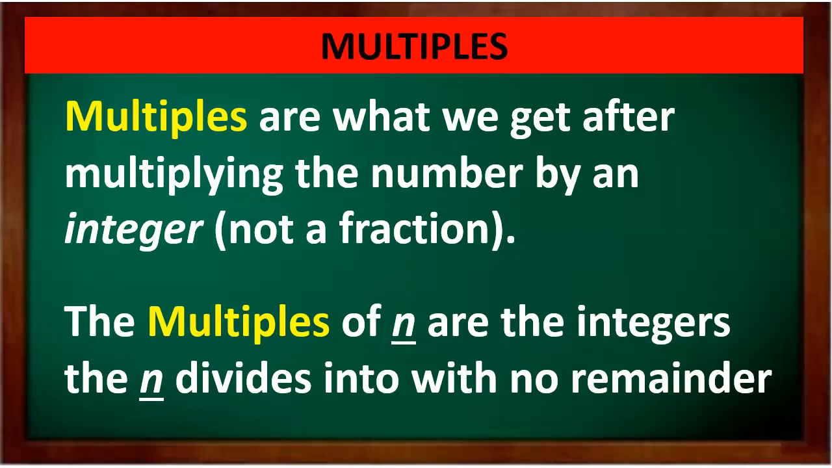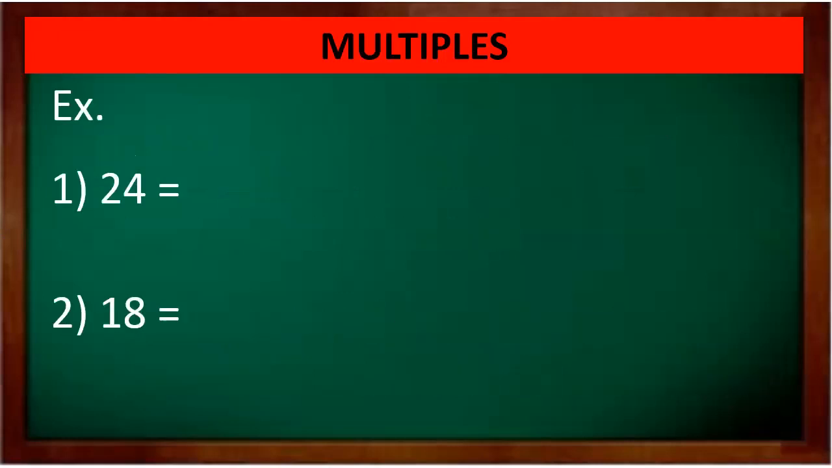So try natin. We have some examples here. Let's try and find the multiples of these numbers. So first we have 24. So ano ba yung mga multiples of 24? To start with, how to find the multiples, we have to multiply this number by a certain number. So for example, start tayo with 24 times 1. That will give you 24. So meaning to say the first multiple of 24 is 24 because when you divide 24 by 24, that will give you 1 and there is no remainder.